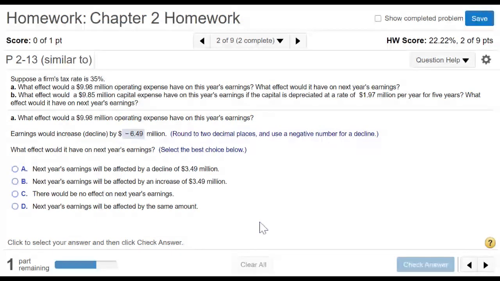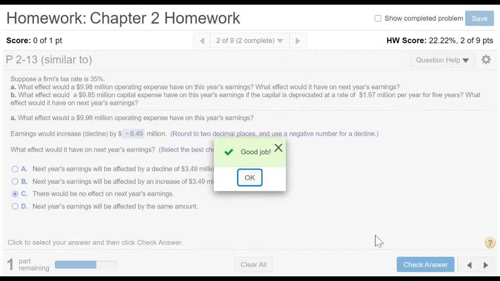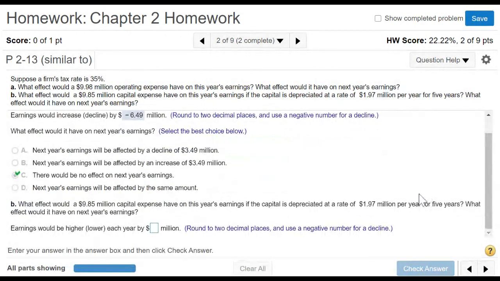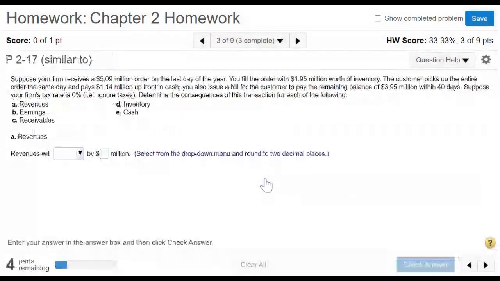Because we took the depreciation in one shot, what's the answer here? There will be no effects. Good. Next, what do we do here? You do 1.97 times 0.65, and then you make that negative. So tell me. Negative 1.28. Who's talking to me? Alexis. All right. Okay. Good job.